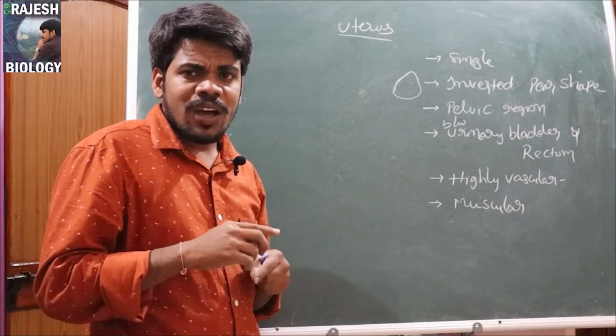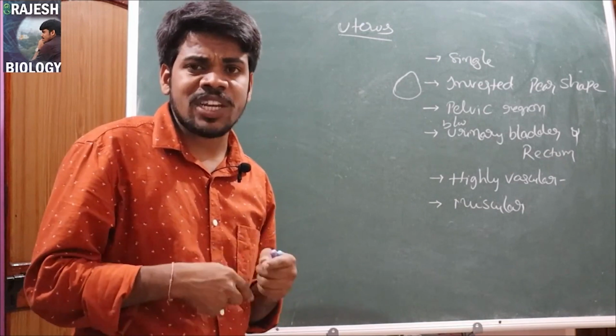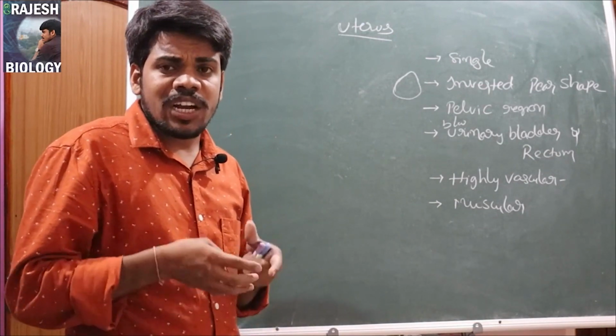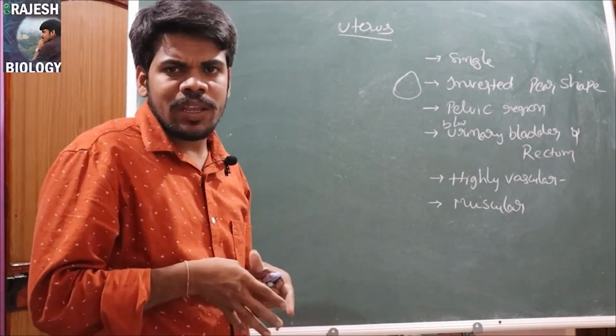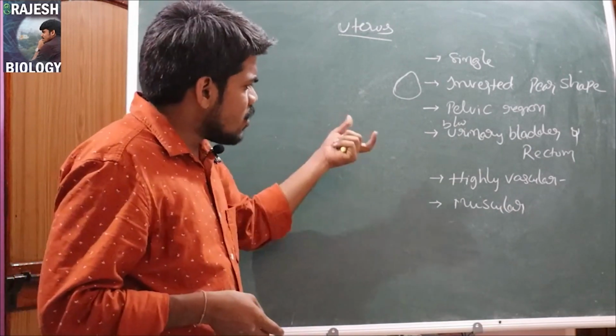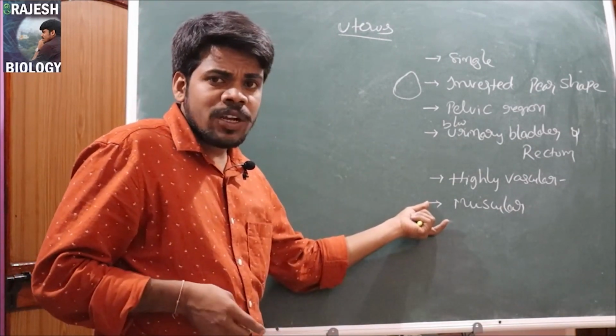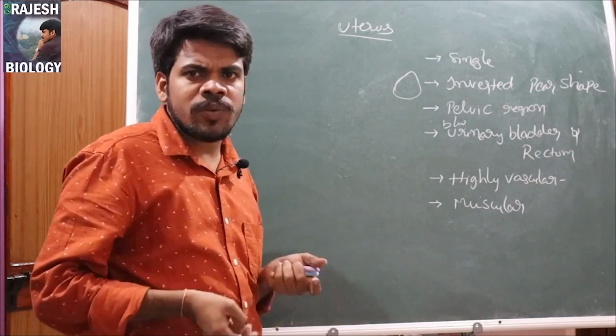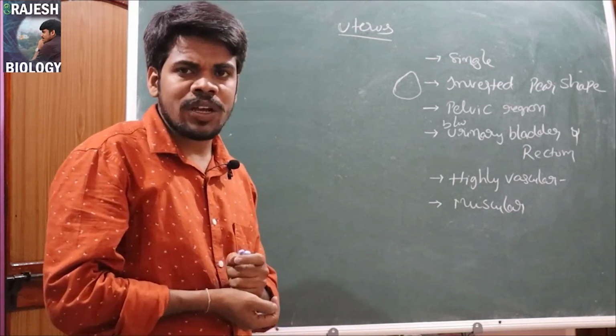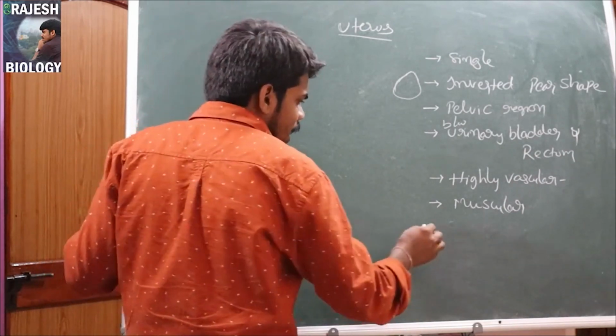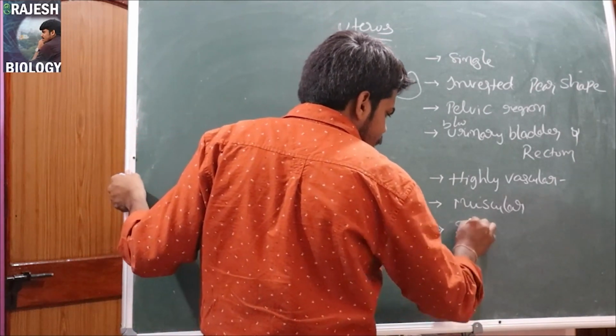And not only that, after nine months of gestation and baby development, at the time of parturition, or delivery, these muscular movements help to push the baby out from the uterus. That's why it is muscular, highly vascular, and stretchable.